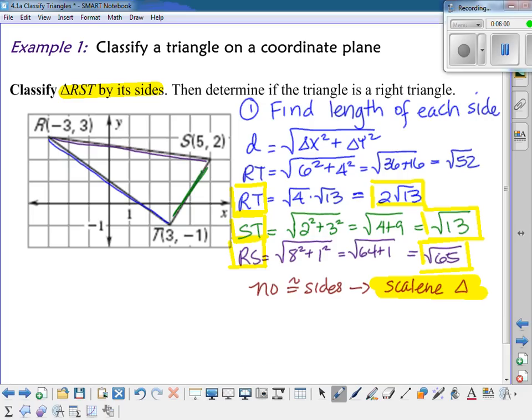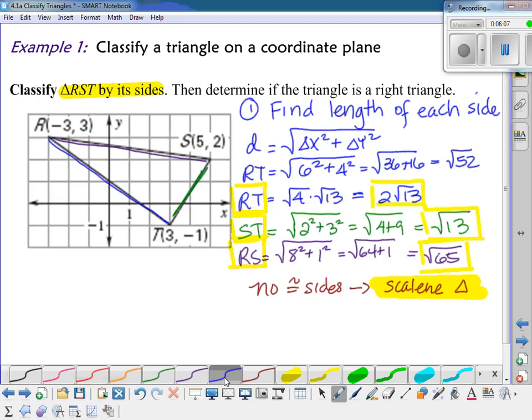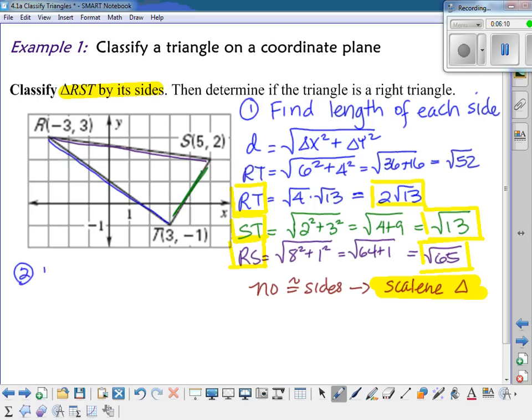All right. Now I need to determine if it is a right triangle. So the second thing I'm going to have to do is find the slopes. All right. So if I look at the graph, it looks like RT might be perpendicular to ST. So those are the slopes I'm going to start with. So the slope of RT, I'm going down 4 and to the right 6. So my slope is negative 4 over 6, which reduces to negative 2/3.